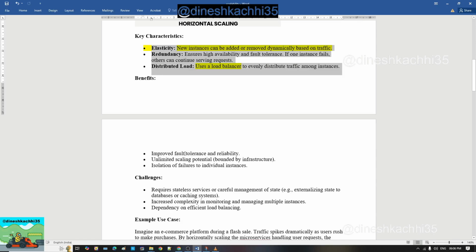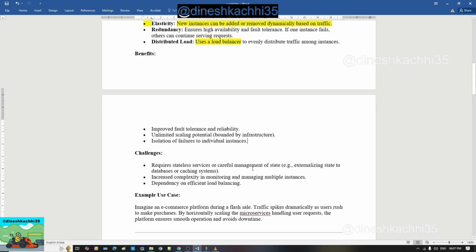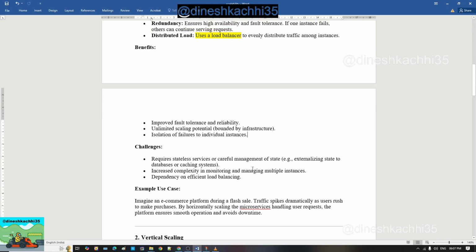So it will improve fault tolerance and reliability, sorry. And this is the isolation of the failure of individual instances, right? For example, as we already discussed, if one instance fails, the others will work. So this is the isolation. For example, I am adding 10 more, and if the traffic goes high, I'll add 10 more or 20 more. If one or two go down, it will still work, right? So this is the isolation of failure for individual instances.